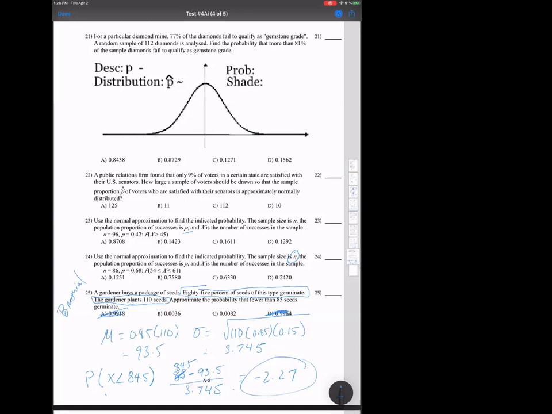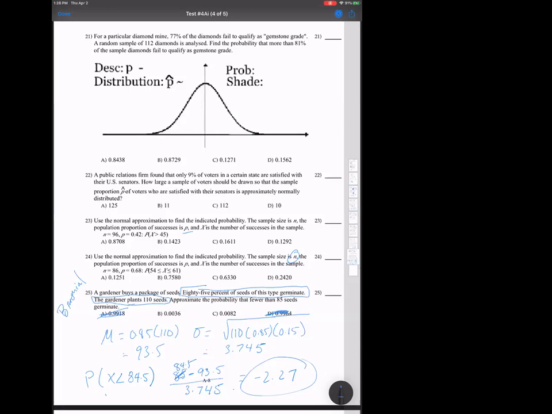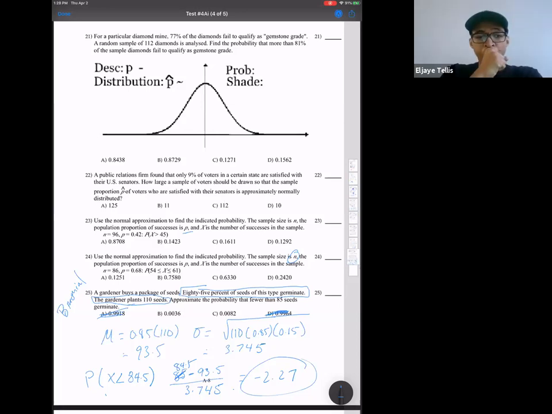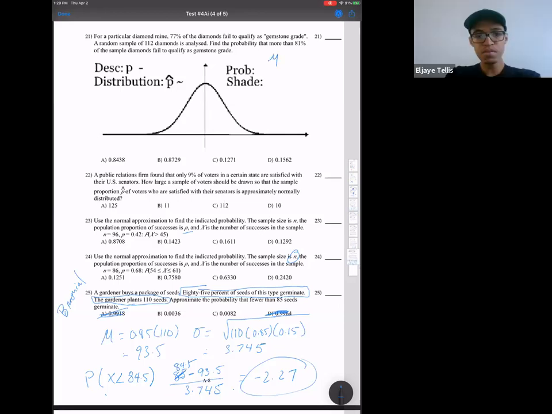So, first things first, this right here is a proportion question because it's saying 77% fail to qualify. That means everything else does qualify, correct? Right. So that means that this is a proportion distribution. And for a proportion distribution, you always have to find 2 things: you have to find the mean, and you have to find the standard deviation.